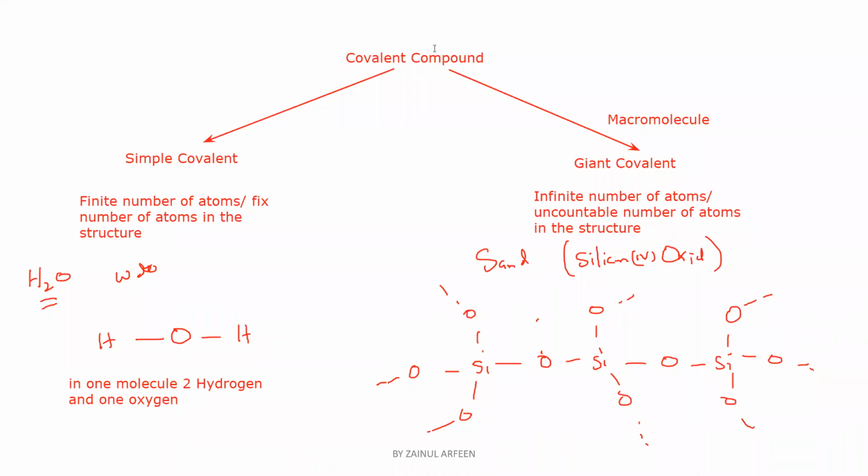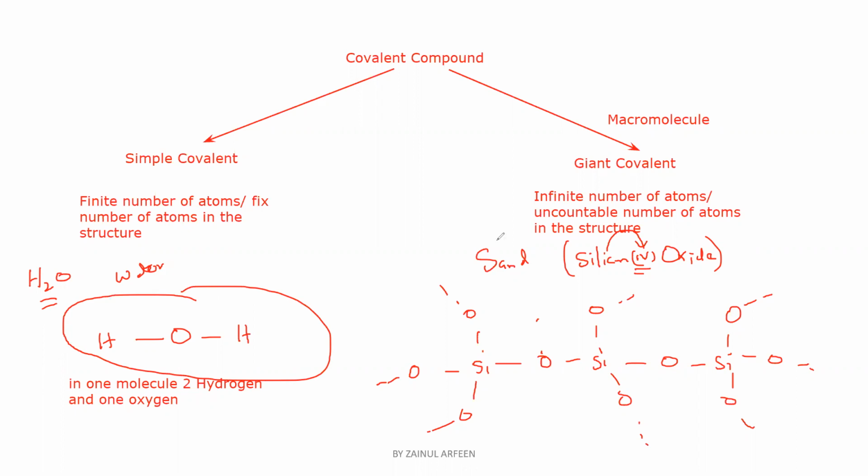No, this 4 is only representing, Abdullah, that silicon is sharing 4 electrons, but it is not showing how many silicon atoms are there. There are a lot of silicon atoms and a lot of oxygen atoms in the structure, uncountable atoms. That's why we call that a giant. But in the case of water, water is a simple covalent. Why? Because when we draw the structure of water, there is always 2 hydrogen and 1 oxygen. So it is called a simple structure or a finite structure.